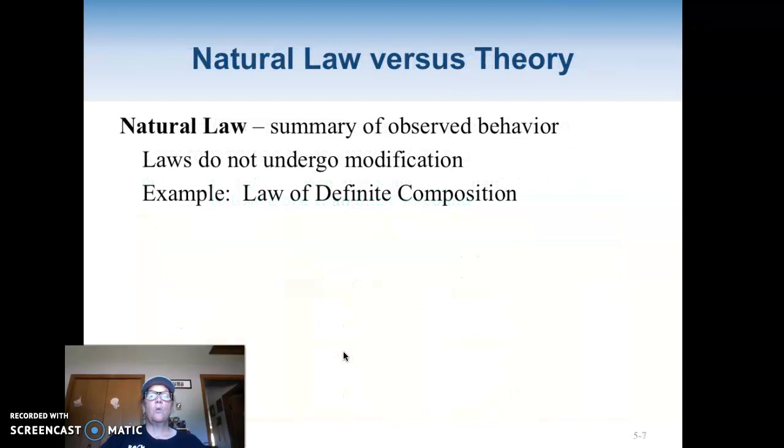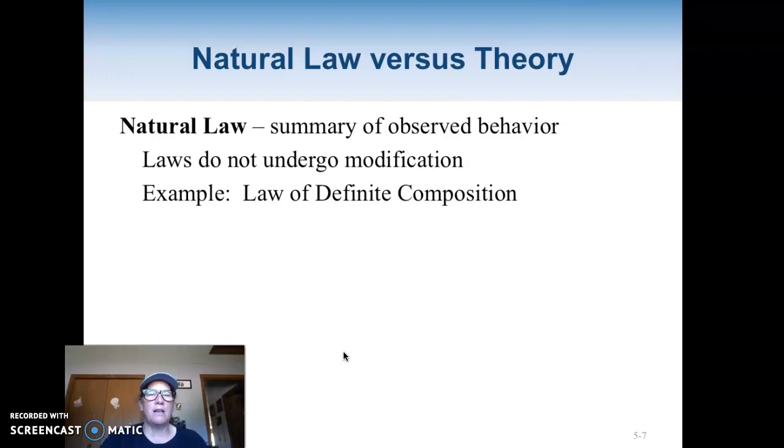Okay, so a lot of the stuff we're talking about is theories, but there are some laws. A law is something based on observed behavior. You can't modify it. If you remember, a theory is when you do an experiment over and over again and you get kind of the same results, so you start coming up with theories like his atomic theory. Some things have undergone modification. But a law, like definite composition, never changes. So laws are rules or scientific things that don't change.